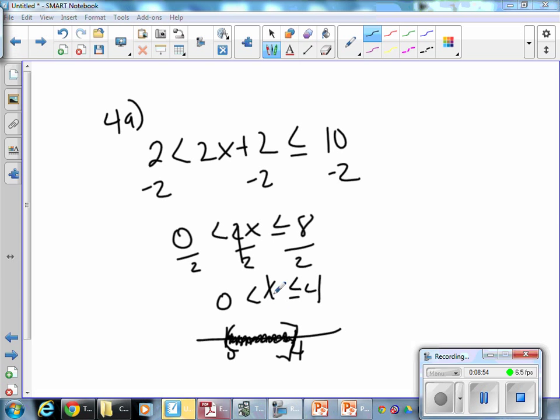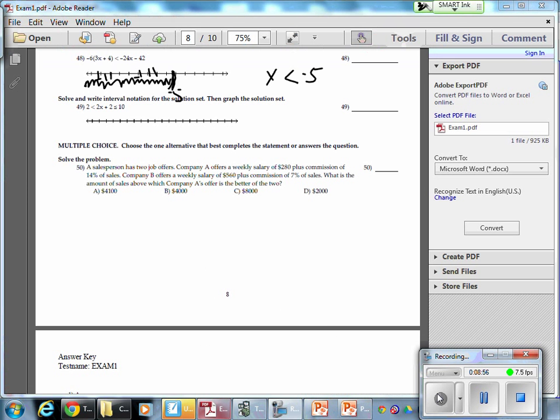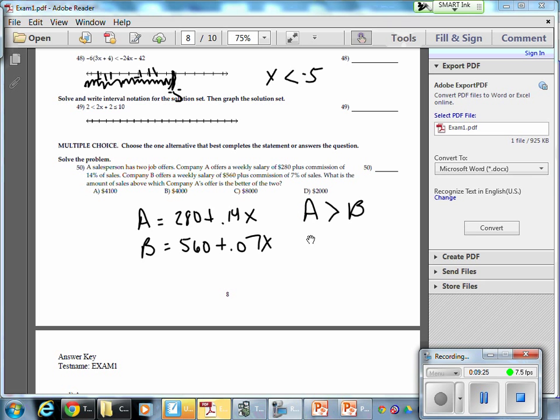All right, final question, number 50. A salesperson has 2 job offers. Company A offers a weekly salary of $280 plus commission of 14% of sales. So A would be $280 plus 0.14x. Company B offers a weekly salary of $560 plus 7% of sales. What is the amount of sales for which company A offers the better of the two? So I want A to be better than B. So that's 280 plus 0.14x needs to be greater than 560 plus 0.07x.